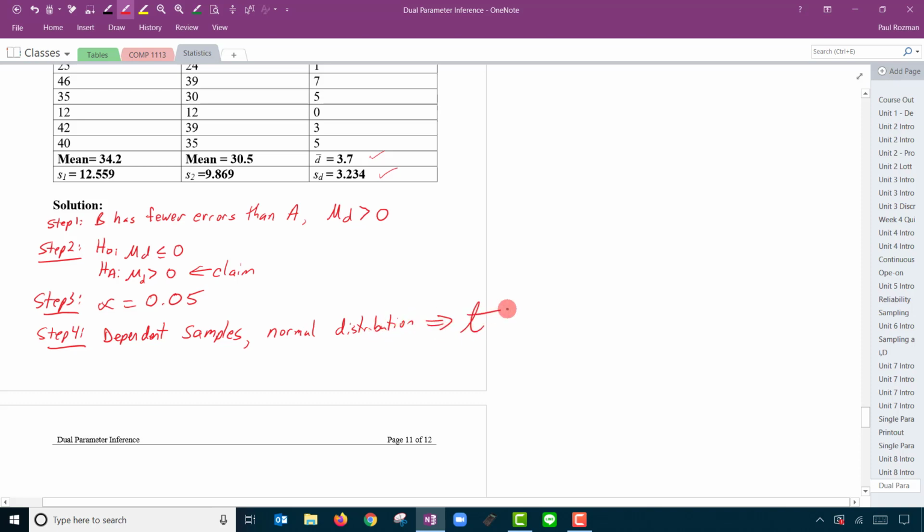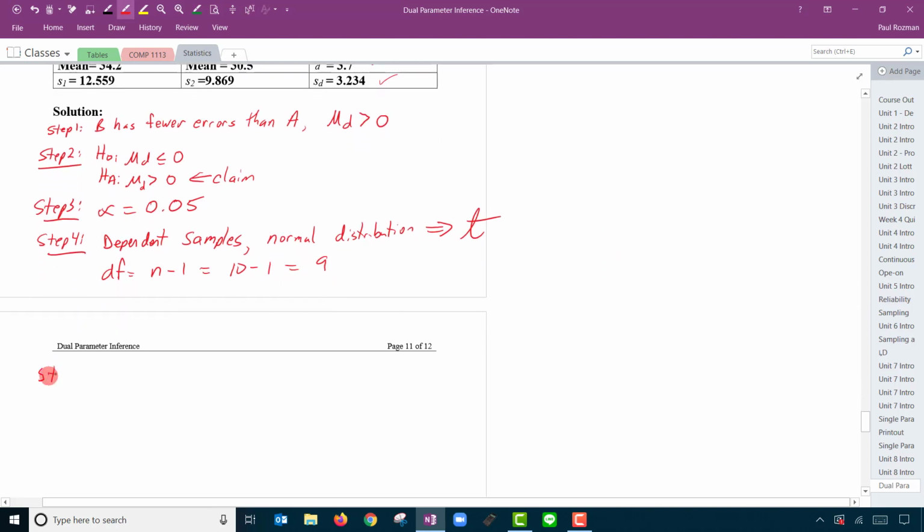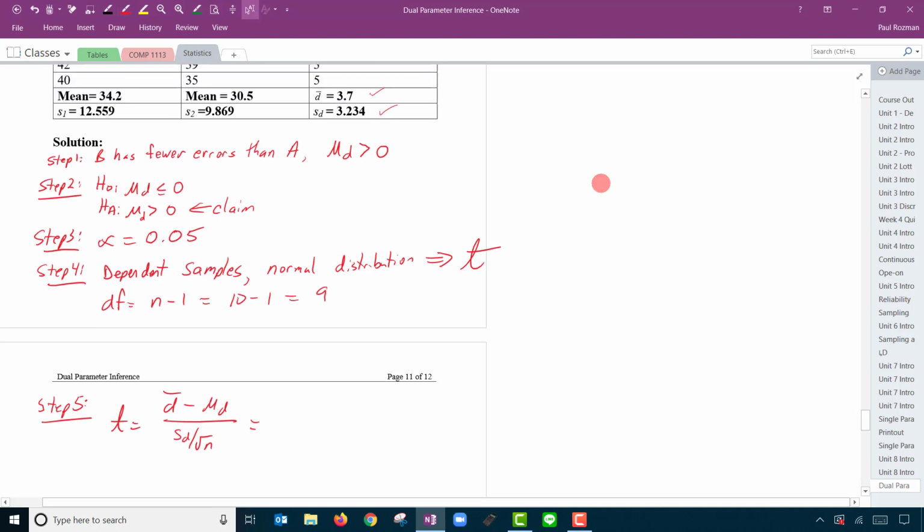This tells us we're going to use a t-distribution with our degrees of freedom being n-1. In this case, we have 10 pairs of data, so it'll be 10 minus 1, which is 9. Then we can move on to our test statistic. It's d bar minus mu sub d over s sub d over root n. Grind that out. We already have d bar calculated up here. It is 3.7.